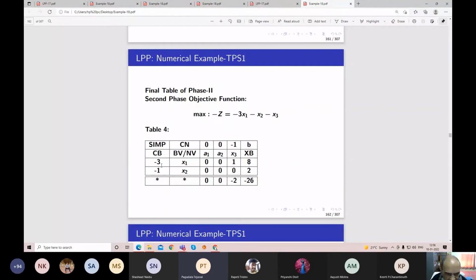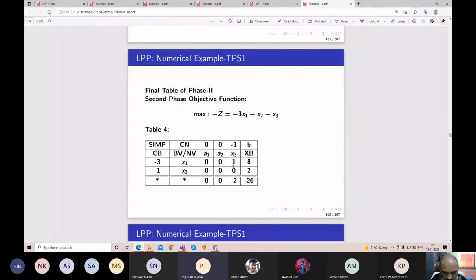So minus 3, minus 1, and here the A1 column, A2 column you will remove. Only I have kept because some work we have done, so we want to keep it as it is. Okay, x3. Now, how has minus 2 come to the picture? I am discussing here. Minus 3, minus 1. Minus 3, minus 1. Inner product with 1, 0.